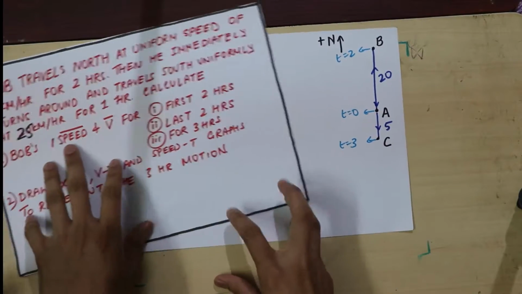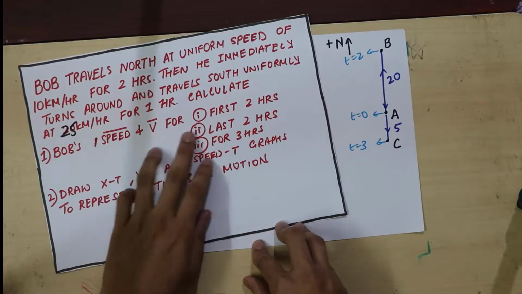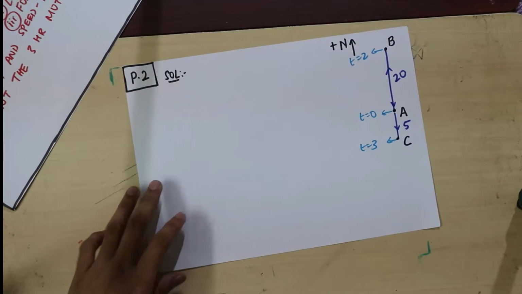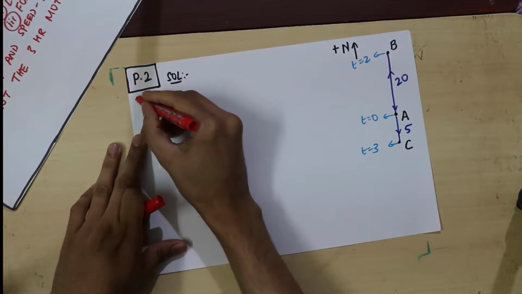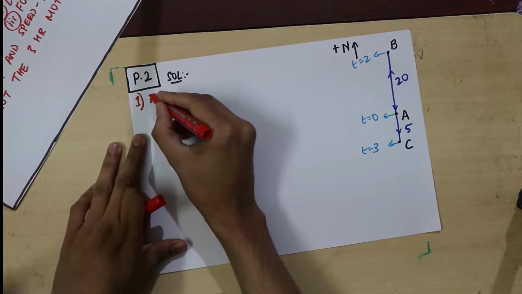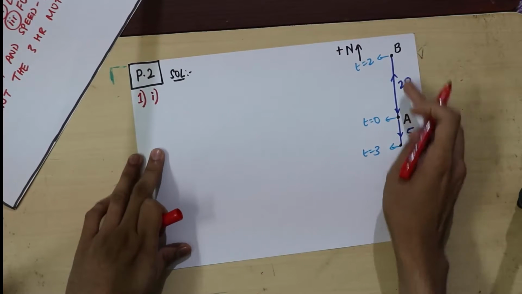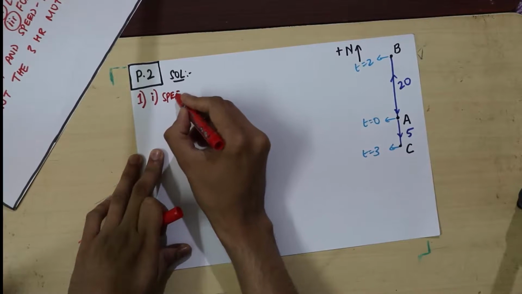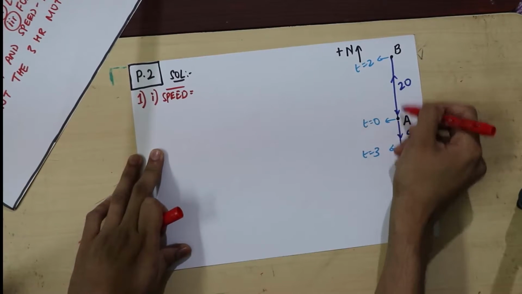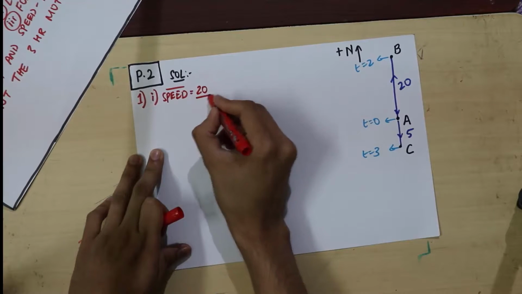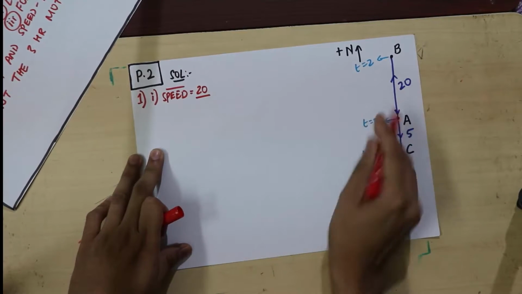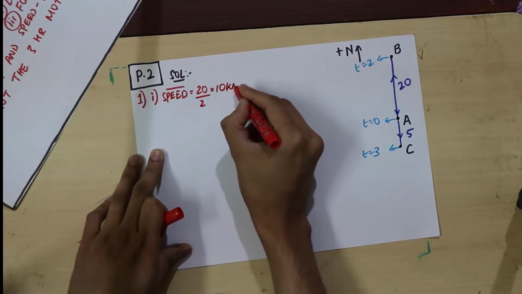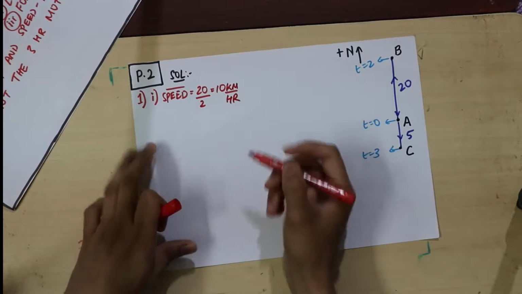We need to calculate Bob's average speed and average velocity for the first 2 hours. Let's do that. So this is the first section. In the first 2 hours, average speed is easy. That's going to be distance by time. He travels 20 kilometers, divided by the time he takes, 2 hours. As you can see, that's 10 kilometers per hour. Well, that's easy, no biggie.